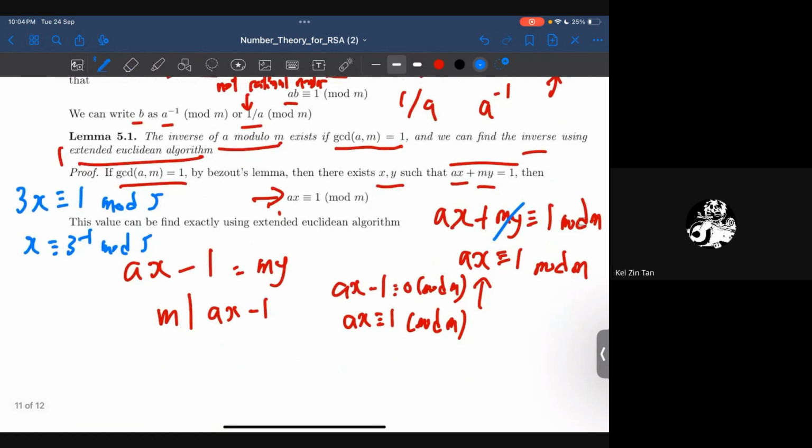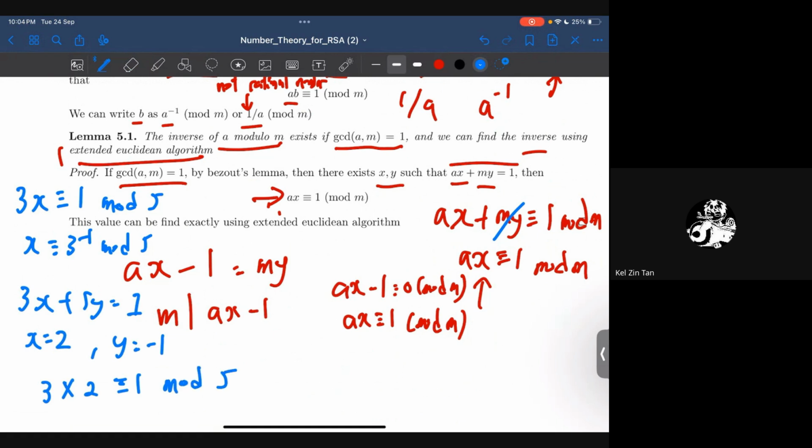Then how do we find x? The way that we do it is first we try to find 3x plus 5y equal to 1. And just now we already know that x is equal to 2 and y is equal to -1. So 3 multiplied by 2 is congruent to 1 modulo 5. And you can check that this is true.